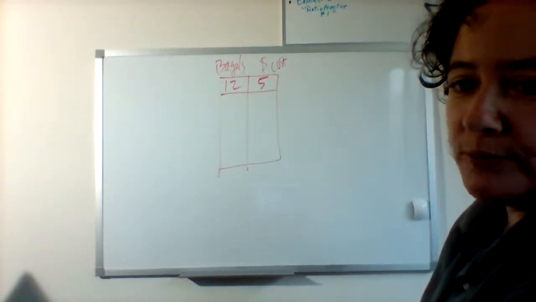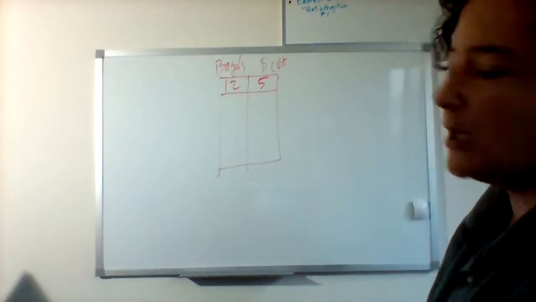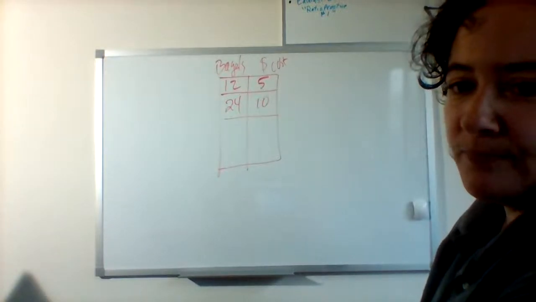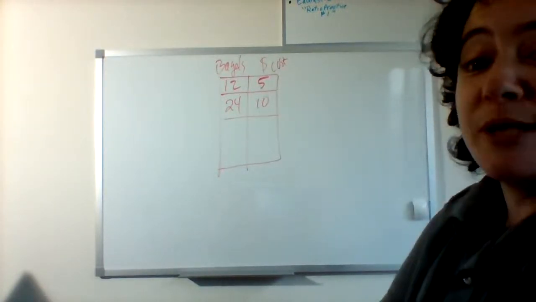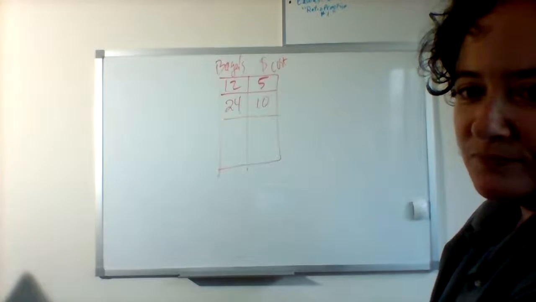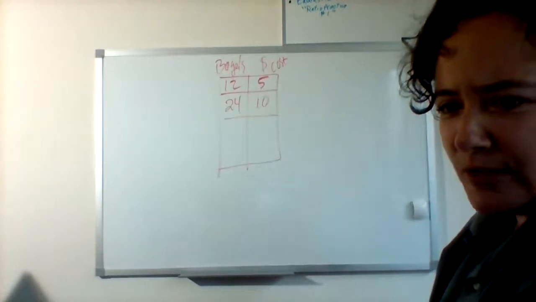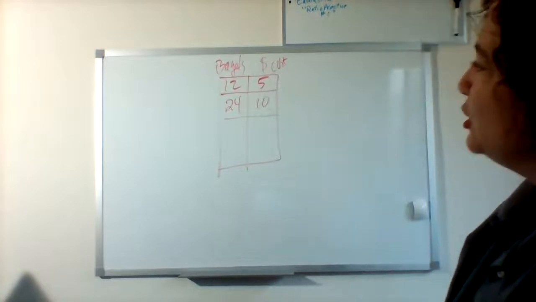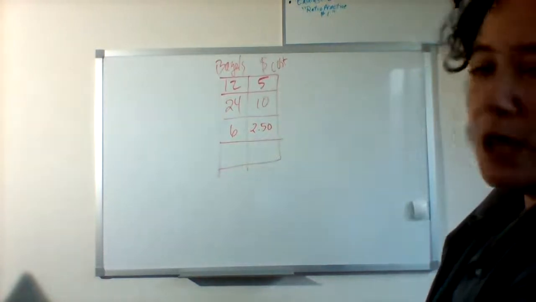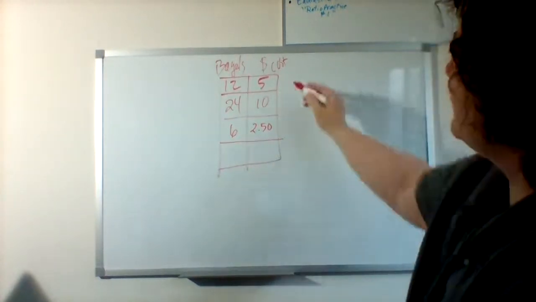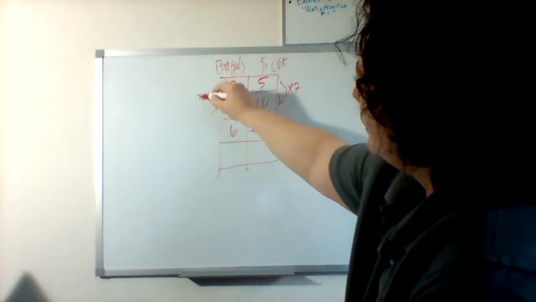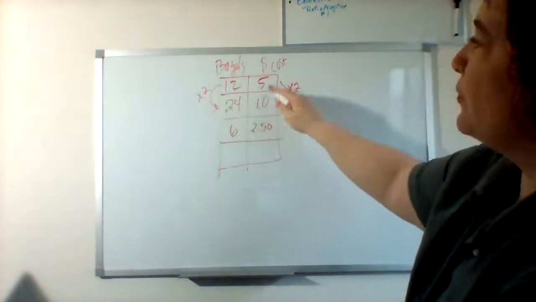Okay, Taylor says that an equivalent ratio would be 24 to 10. What's your factor, Taylor? For that equivalent ratio, what did you multiply by? Okay, what was your factor? At this rate, 6 bagels would cost $2.50. Astrid gave me another equivalent ratio in here. So Taylor multiplied by 2, that's correct, thank you. $12 times 2 is 24, 5 times 2 is 10.